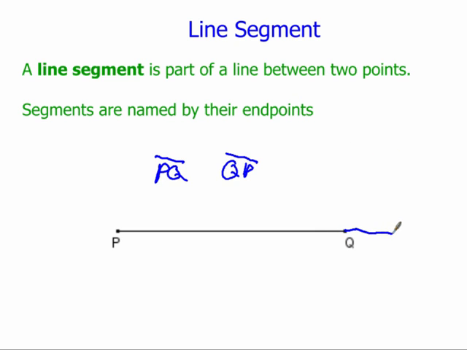What's important to realize is that this is actually a line that goes on forever this way, and it goes on forever this way, and the segment is just the part of it that exists between these points. It's named by the endpoints. It's the part of the line between this location and this location, point P and point Q. So a line segment is a part of a line that is named by its 2 endpoints.